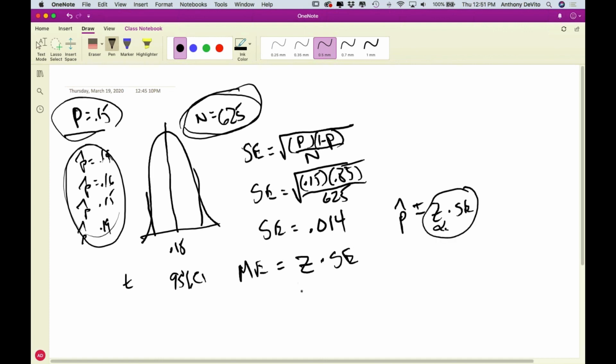So what is it in this case? It's equal to 1.96 for a 95% confidence interval. Again, not stated, but assumed in the problem. Okay, times our standard error, which is 0.014. Let's see what we wind up with there.